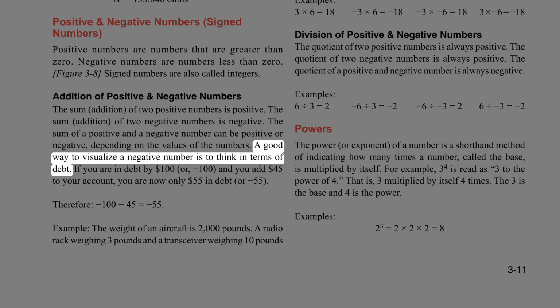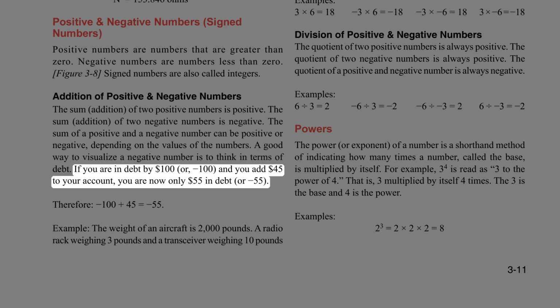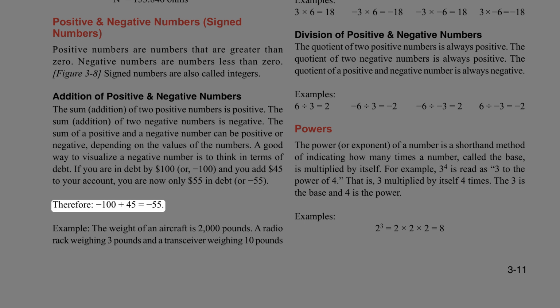A good way to visualize a negative number is to think in terms of debt. If you are in debt by $100, or minus 100, and you add $45 to your account, you are now only $55 in debt, or minus 55. Therefore, minus 100 plus 45 equals minus 55.